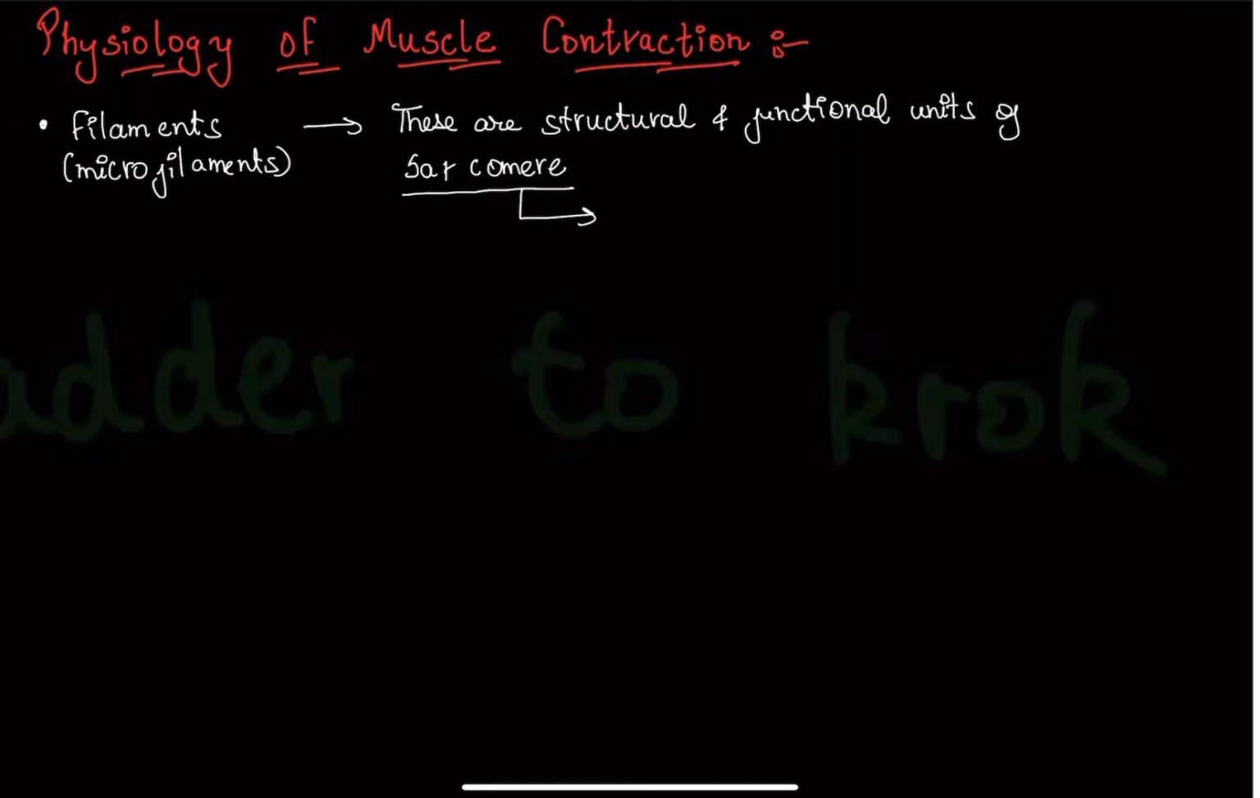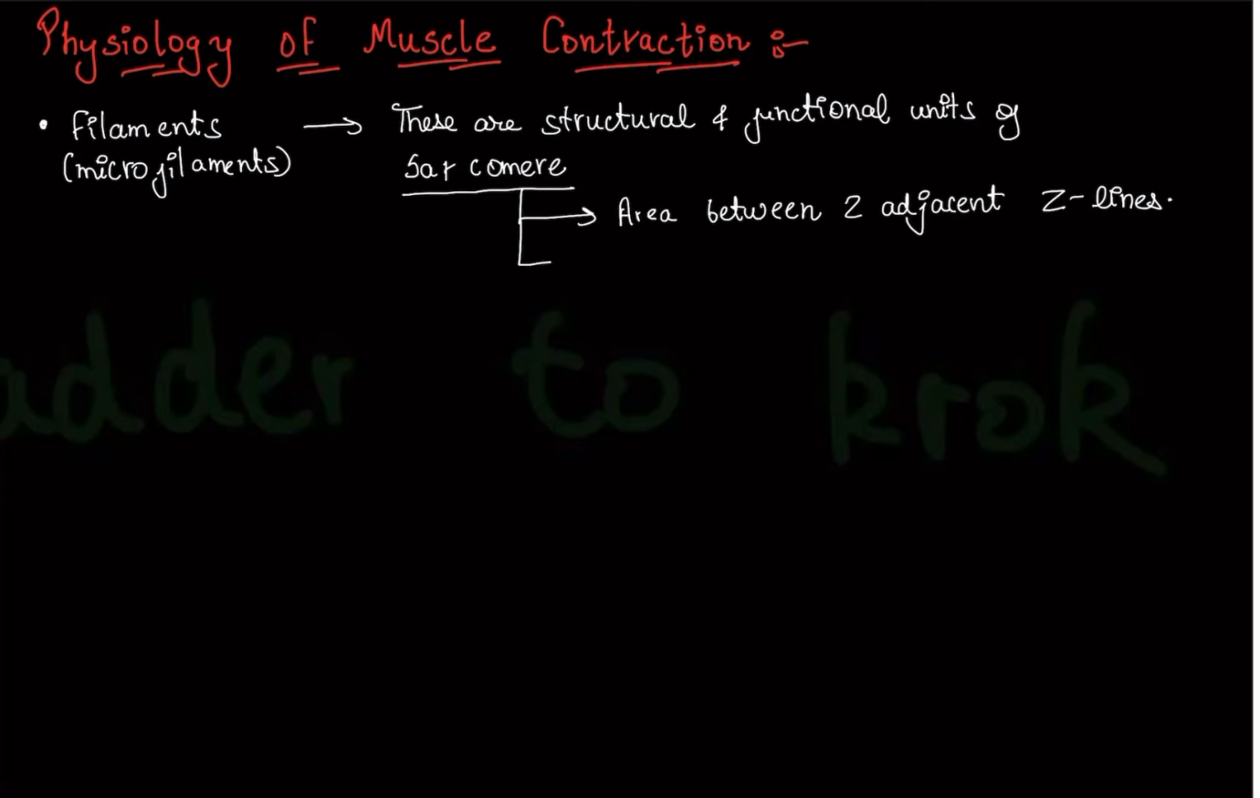Sarcomere. This is the area between two adjacent Z lines. Okay, this is the area between two Z lines, and it is also the unit of muscle contraction. Now you will ask what are these Z lines? We are just going to discuss them.